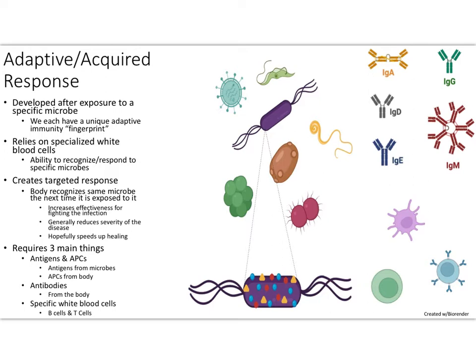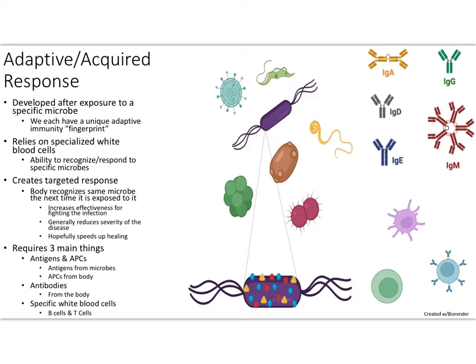But in the adaptive immune response, the activities, these targeted activities to deal with microbes, focus on just specific types of microbes. As a result, each of us has our own unique kind of immunity fingerprint when we're talking about the adaptive response. Everybody has their own unique adaptive response because every single person on this planet has been exposed to slightly different quantities and slightly different types of microbes.